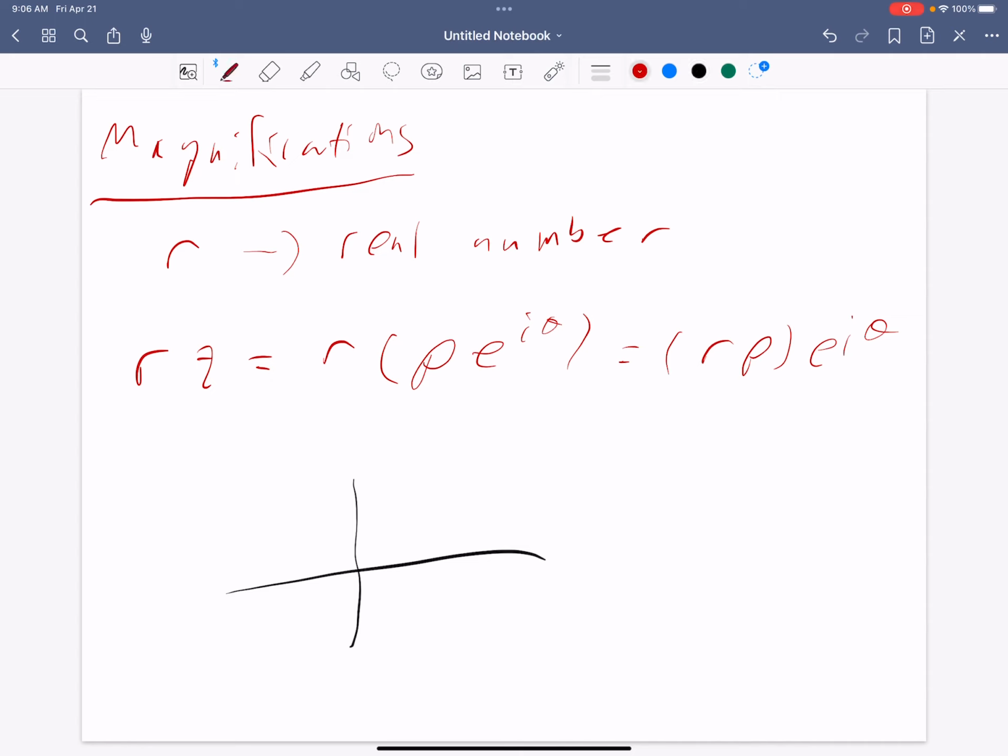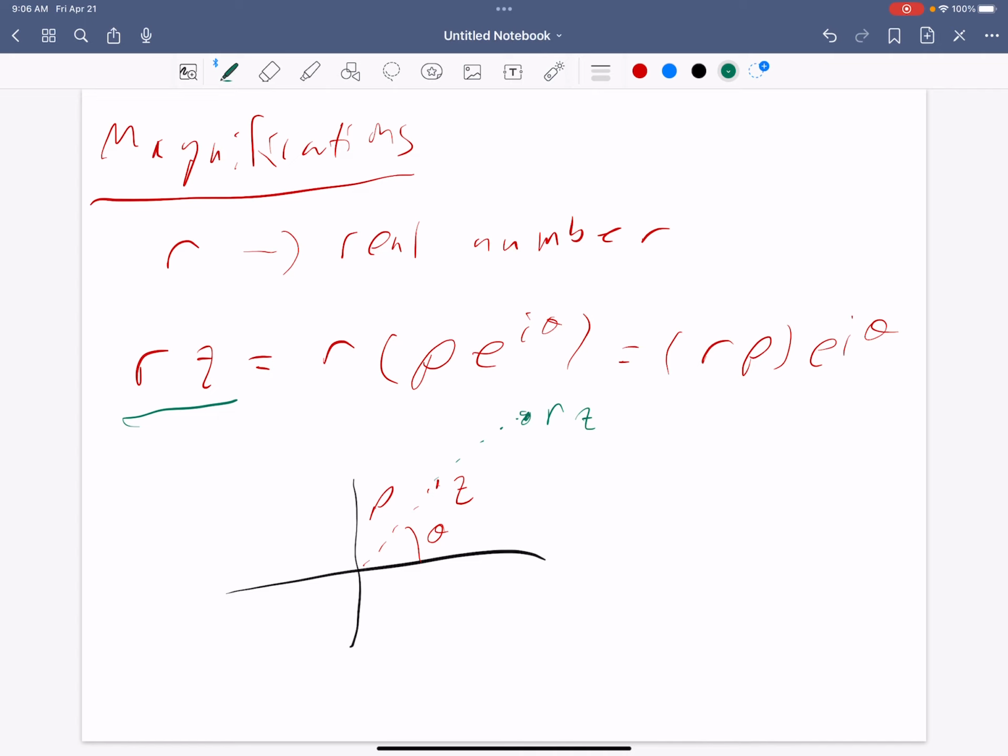So if we were hanging out, here's my z, and again, there's a rho and a theta. Multiplying by r, that right there is rho, and then multiplying by it will create rz, which will stay on the same line, have the same angle, but now has just been magnified.